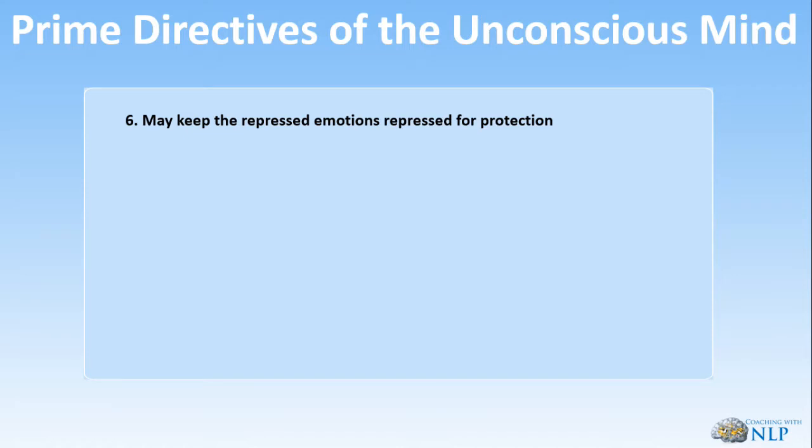However, the unconscious mind may keep some of these repressed emotions repressed for protection. The problem becomes when people become detached from their emotions. You know, there was the old saying where they used to say to the boys, "Cowboys don't cry," or "Men don't show their emotions." And so people become so good at saying, "I don't want to feel this, I don't want to feel that," that they start repressing those emotions and they become detached from their emotions. You've heard it said, somebody is just detached from their emotion.